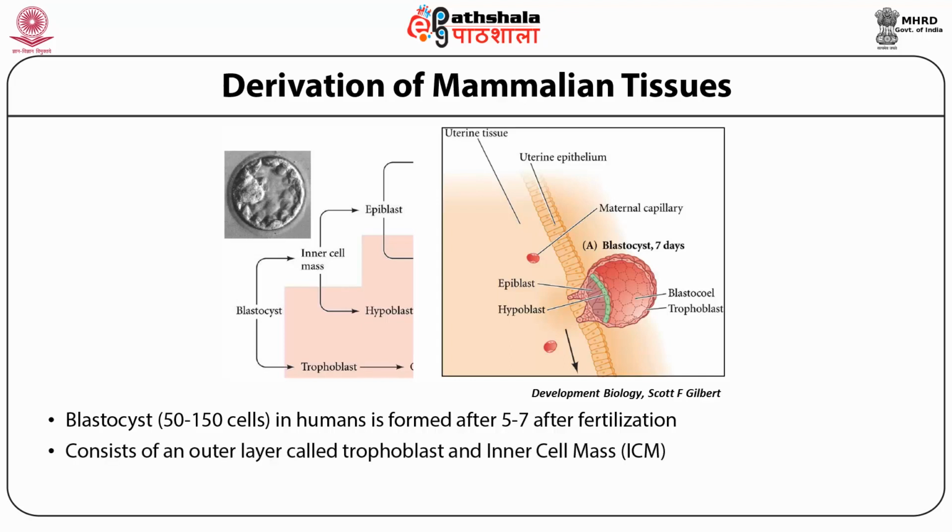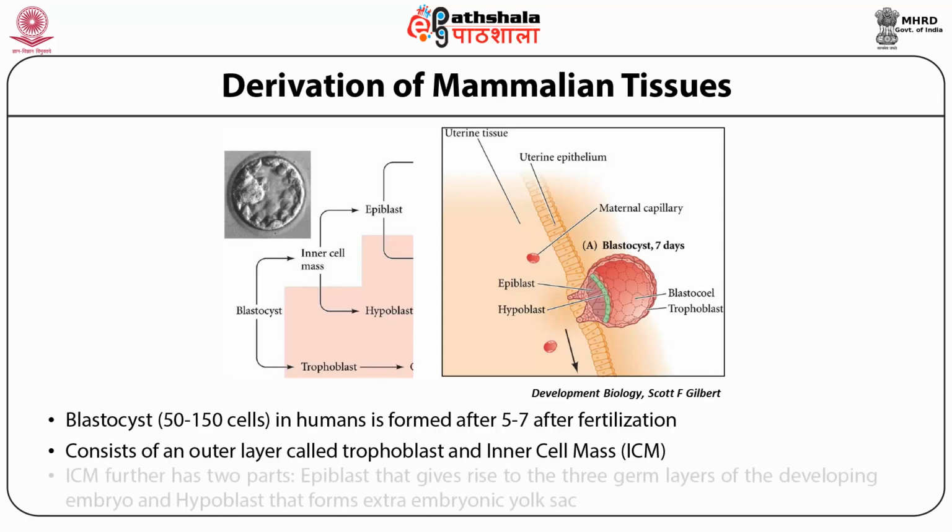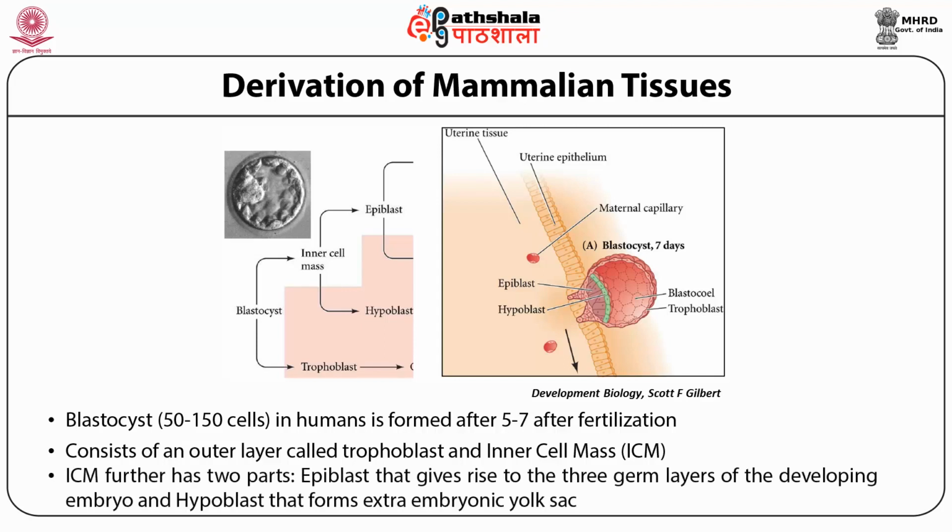The trophoblast is the outer cell layer which will further form part of the placenta. And the inner cell mass is the structure which gives rise to most of the embryo cells. Now, the inner cell mass can further be divided into two parts, the epiblast and the hypoblast. The epiblast gives rise to the embryo proper, and the hypoblast gives rise to the extra-embryonic yolk sac, which provides nutrition to the developing embryo.